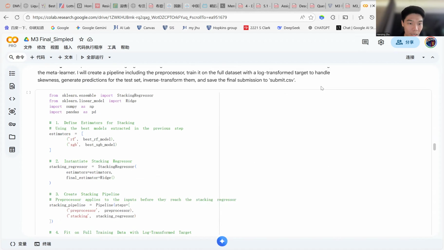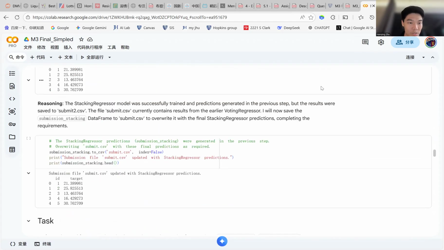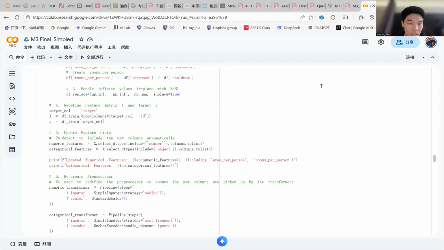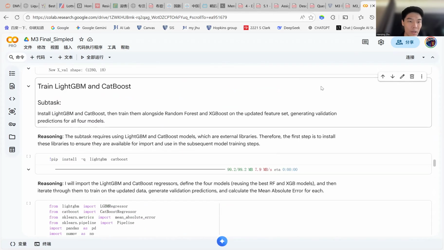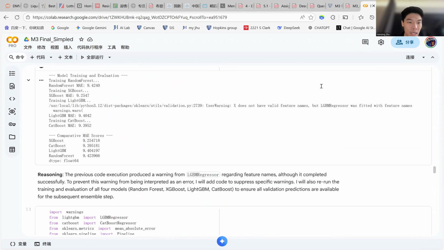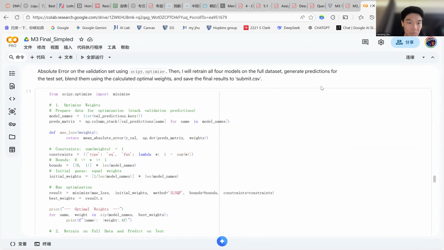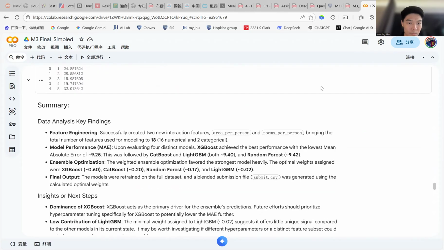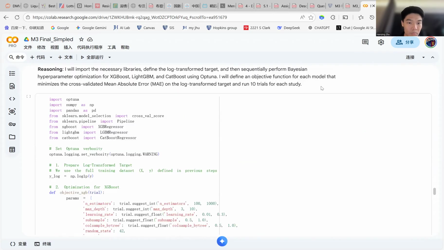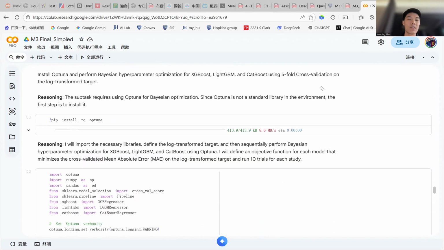So let me find the part I did about the log transformation. This is the part I just talked about, LightGBM and CatBoost. And I believe the log transformation should be somewhere close. Okay, let's just leave it there.